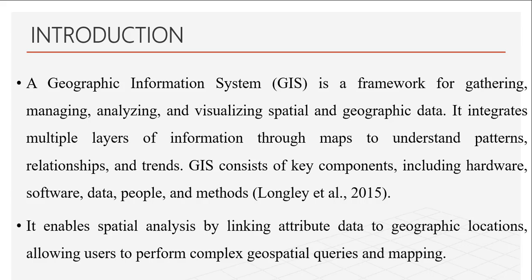GIS consists of key components, including hardware, software, data, people, and methods. These are the 5 components of GIS. So it enables spatial analysis by linking attribute data, which is the non-spatial, to the geographic locations, the spatial, allowing users to perform complex geospatial queries and mapping.